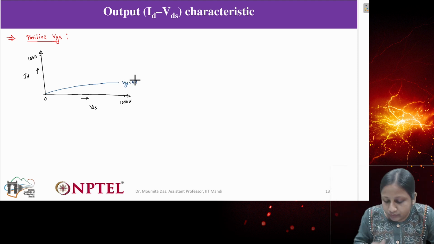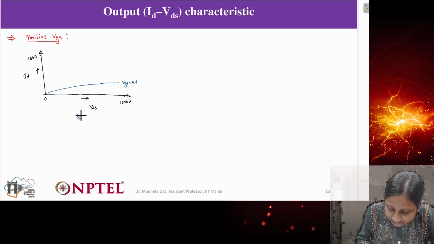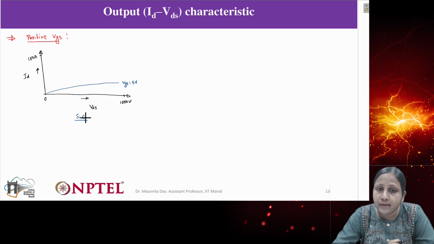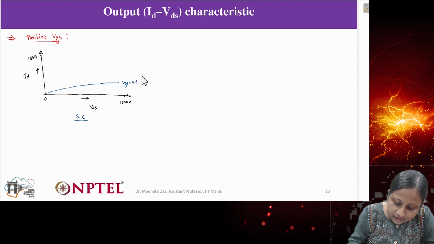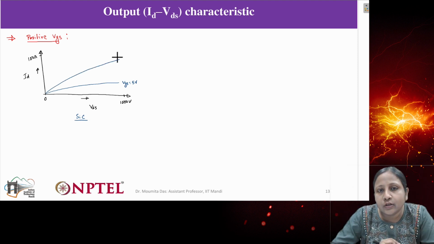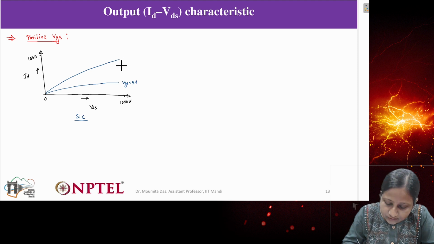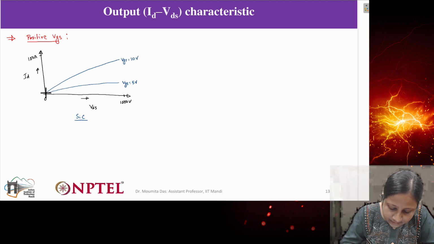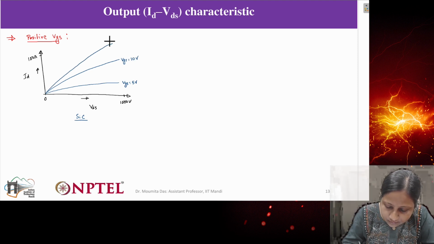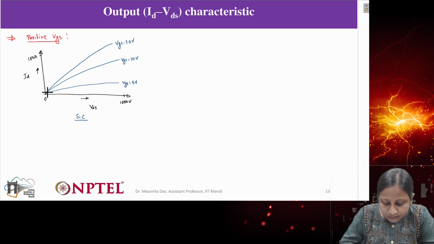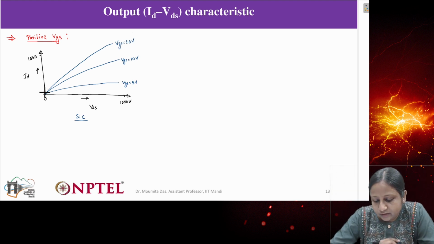Now if I consider a silicon carbide device, the maximum gate to source voltage we can have is 20 volts. So if we try to increase this VGS, what will happen? This current will also increase. So let's say this is with respect to VGS equals 10 volts, and then again it will increase with respect to, let's say, 20 volts. So this is how the characteristics will vary.